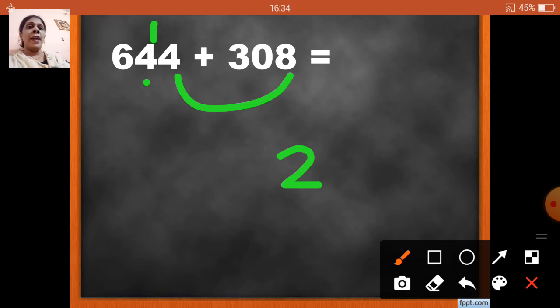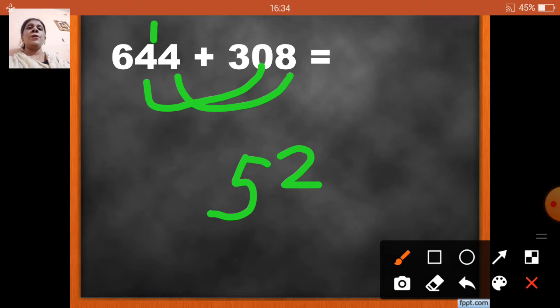Now that 5, I will add tens in tens to that tens place. The number is 0. So 5 plus 0 will be 5. Correct. Now here I am not doing any carryover because I have got the answer in a single digit number.